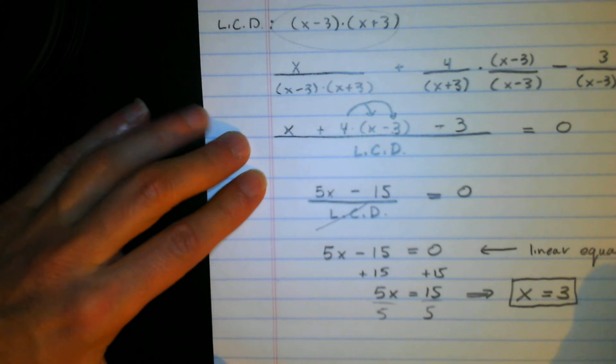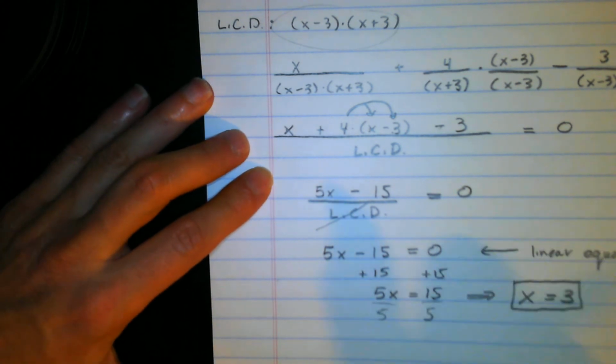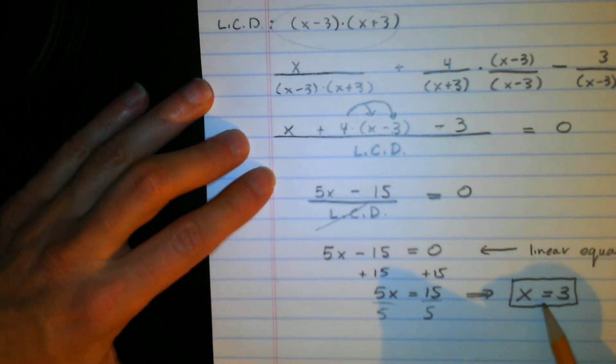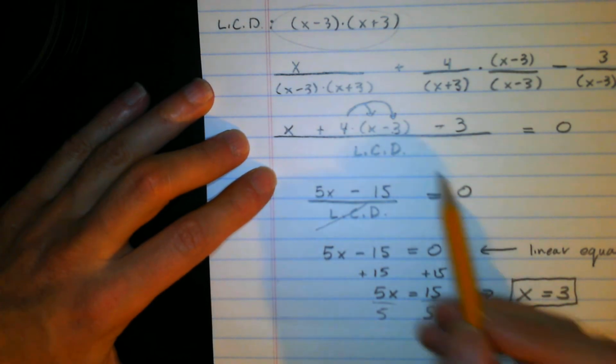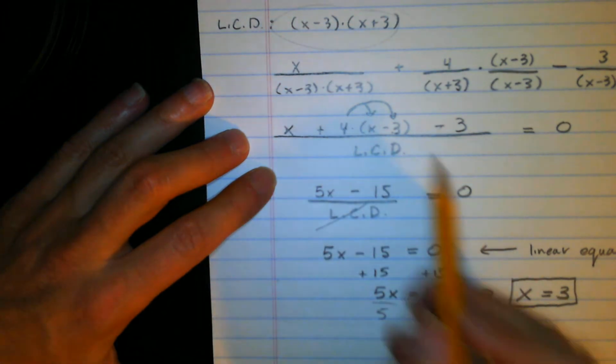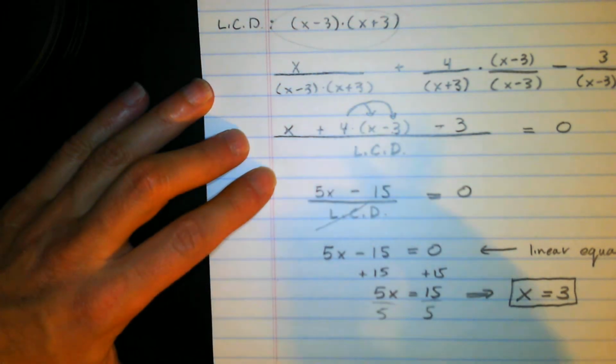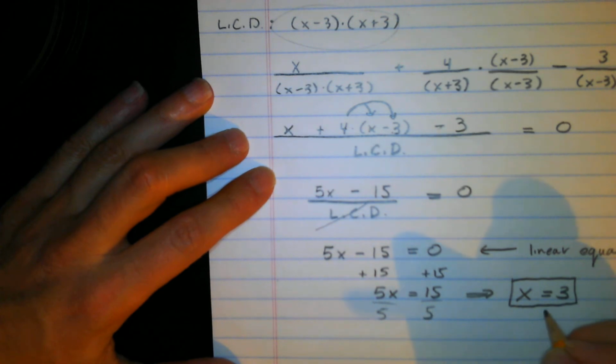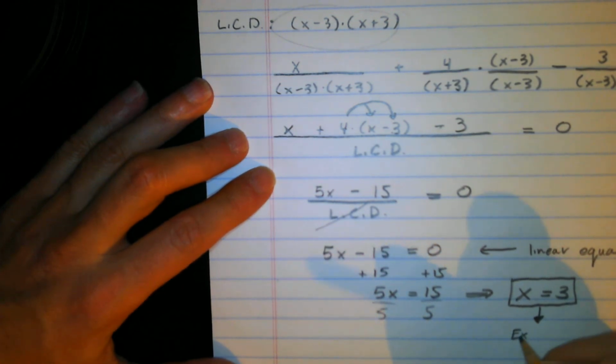Right about now you're going to say to me, wait a minute, Mike. This is one of the zeros for the denominator. Look, our LCD is x minus 3 times x plus 3, but if I put x equals 3, I'm going to get division by 0. Therefore, we've got an extraneous root here.